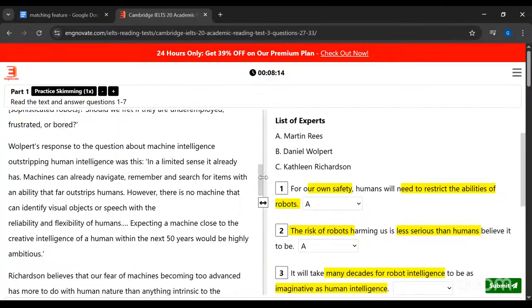The next sentence, Volpert. In a limited sense, it already has. Machines can already navigate, remember, and search for items with an ability that outstrips humans. However, there is no machine that can identify visual objects or space with the scalability and flexibility of humans.